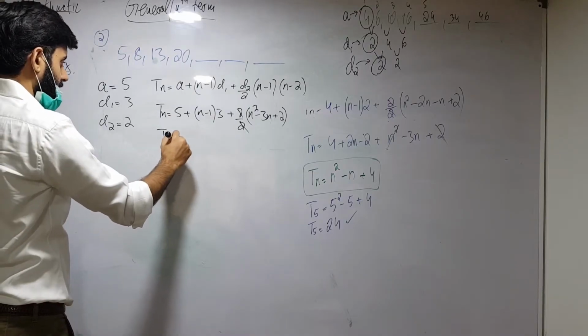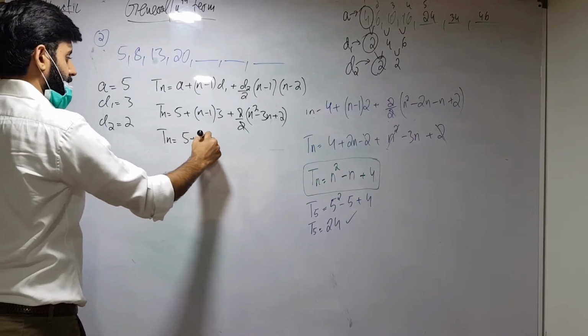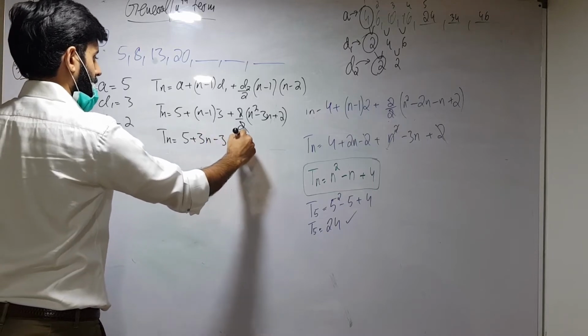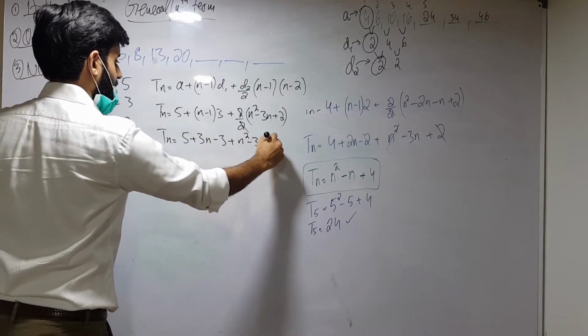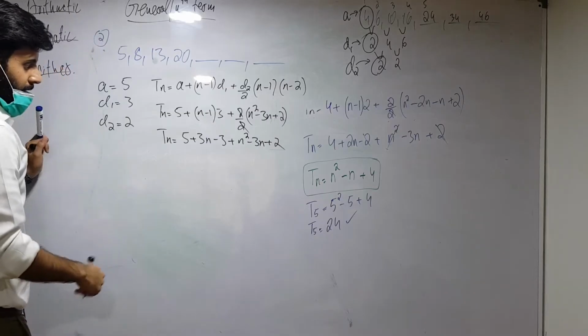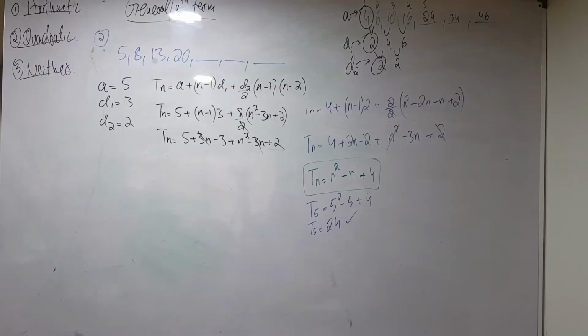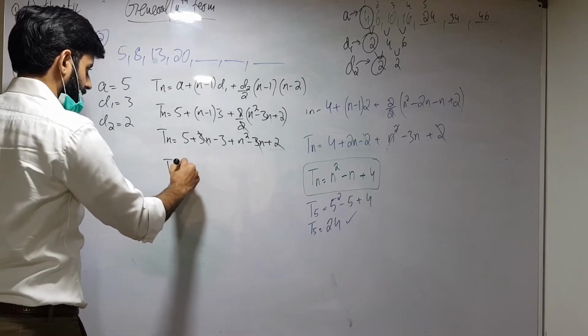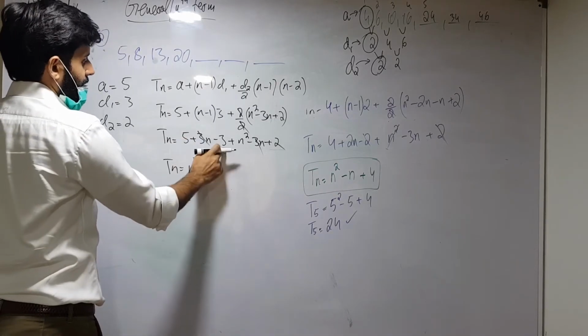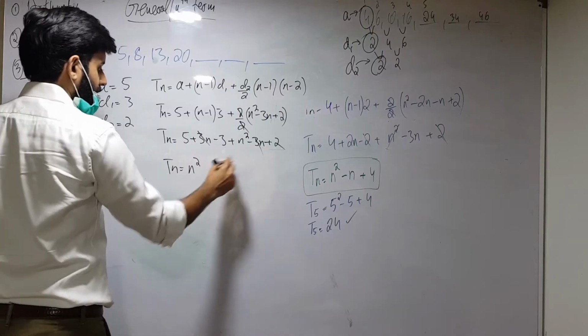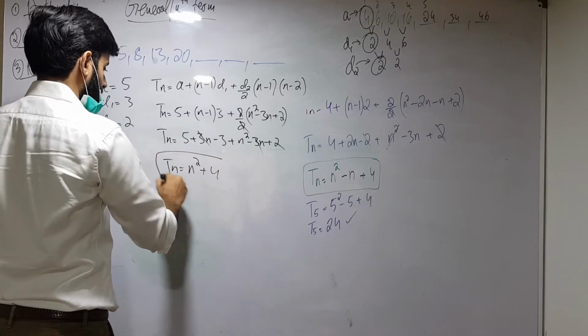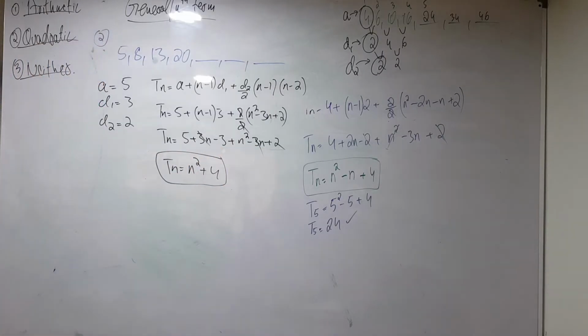So Tn equals to 5 plus 3n minus 3 plus n square minus 3n plus 2. ठीक है. So the first thing that I would do is plus 3n and minus 3n will take care of each other. They're going to get cancelled out, right? And then what do you have? You have n square. 5 minus 3 is 2 and 2 plus 2 is 4. There you go. And once you've reached here, what do you do? You check your answer, always.